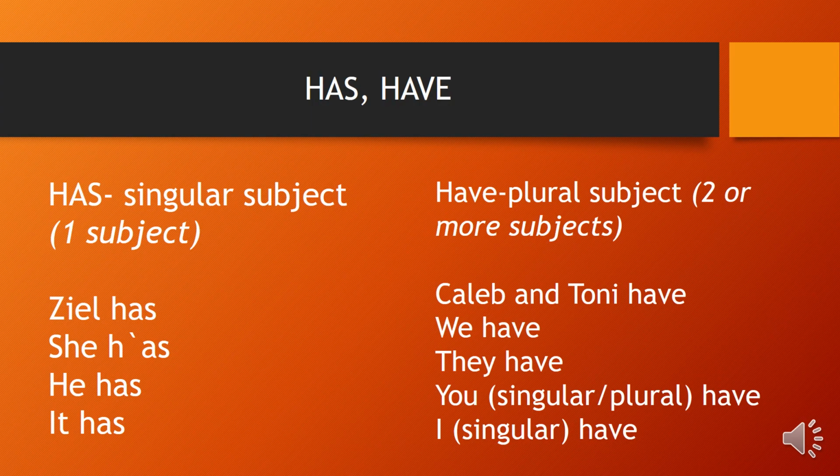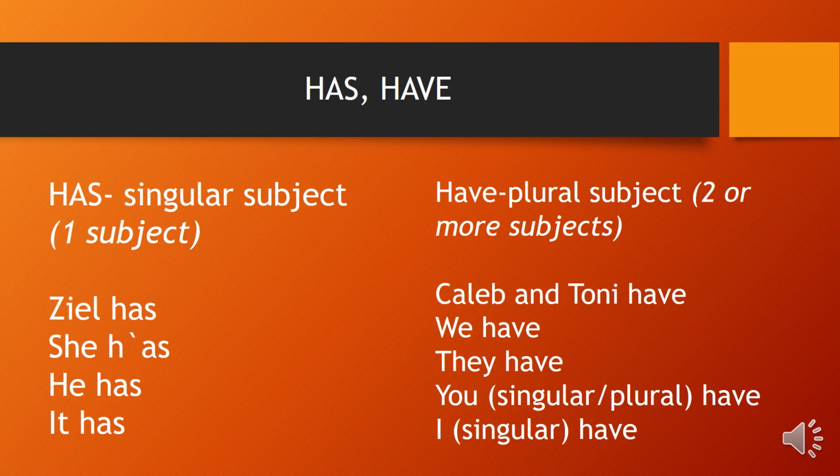Okay, so let's begin discussing the function of has and have in a sentence. We will use has if the subject is singular. When we say singular, it means only one subject in a sentence. And then we will use have if the subject is plural. When we say plural, it means two or more subjects in a sentence or in a statement. So let's have the given examples.